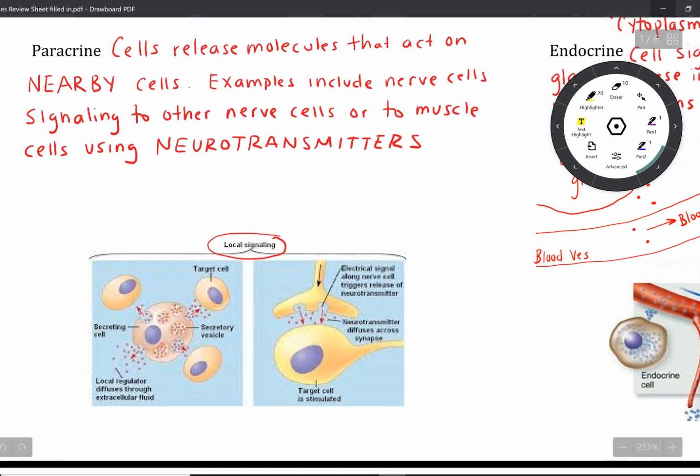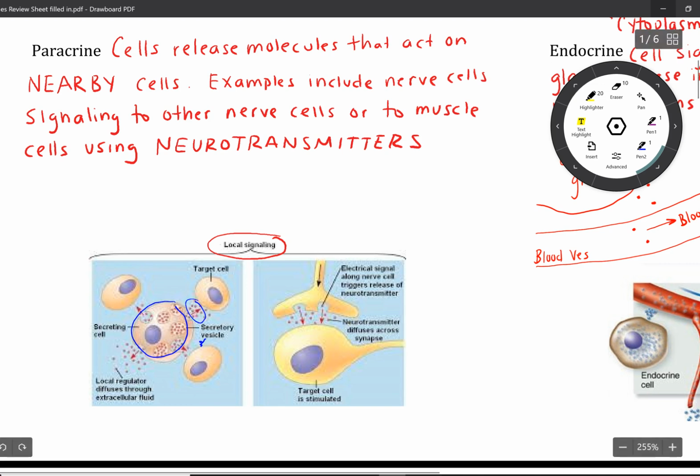Paracrine is the release of molecules that will act on nearby cells, where these cells are close, but they are not touching. So in this case, on the left diagram, you have a cell, and it is releasing these small molecules or these ligands that are acting on target cells that are very close, but if you note they are not touching. These target cells will have small receptors on them that are specific to that ligand.